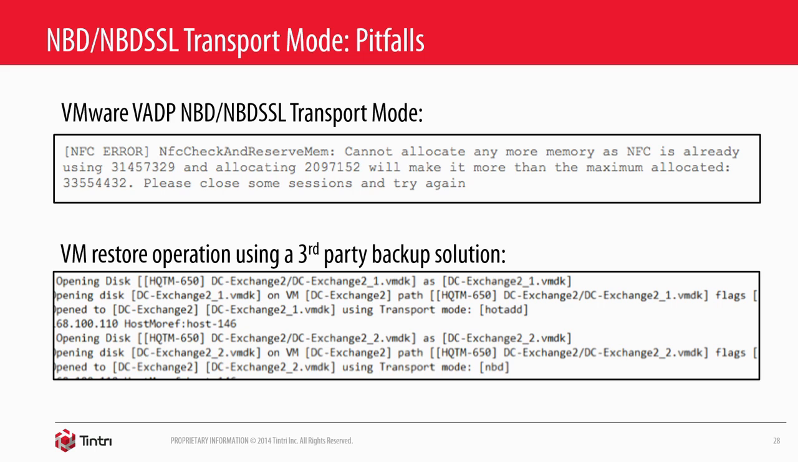VM restore operation using a third-party backup solution. Do you see this particular setup where I have just one Exchange server, but there are two VMDKs on there? Do you notice HotAdd and also NBD being used? Do you know why this could occur? In some of the backup applications, if you use automatic selection for the transport mode, the backup application is going to take care of figuring out the best available transport mode to do your backup for that particular virtual machine.